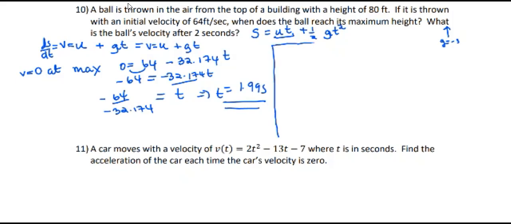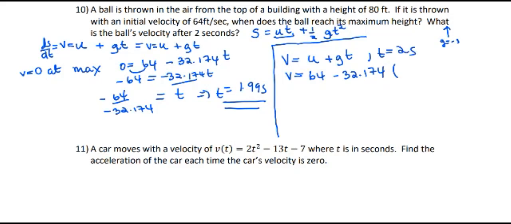So now that we have that down, we can answer the second question. What is the ball's velocity after 2 seconds? Well, the function for velocity is v is equal to u plus gt. So v is equal to u, which is 64, and our g, we chose it to be negative 32.174, times t. And t here is 2 seconds, because we're trying to find out the velocity of the ball after 2 seconds. So times 2.